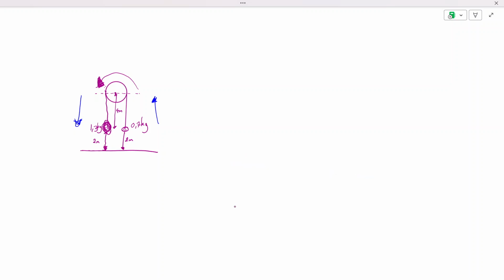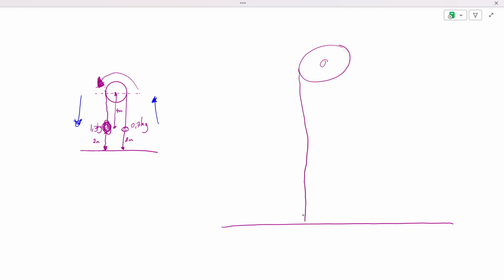Let me draw. You have the horizontal plane, right? And then you have your pulley B. When the 1.3 kg mass reaches the floor, at that point, remember it started off here and it would have moved a distance, a height of 2 meters, right?